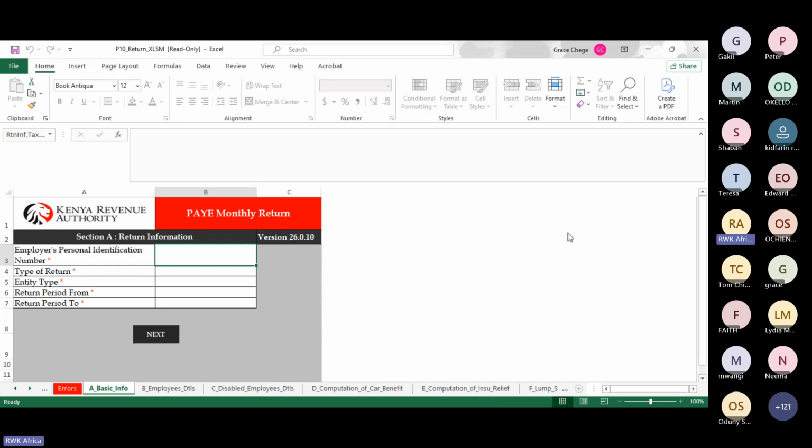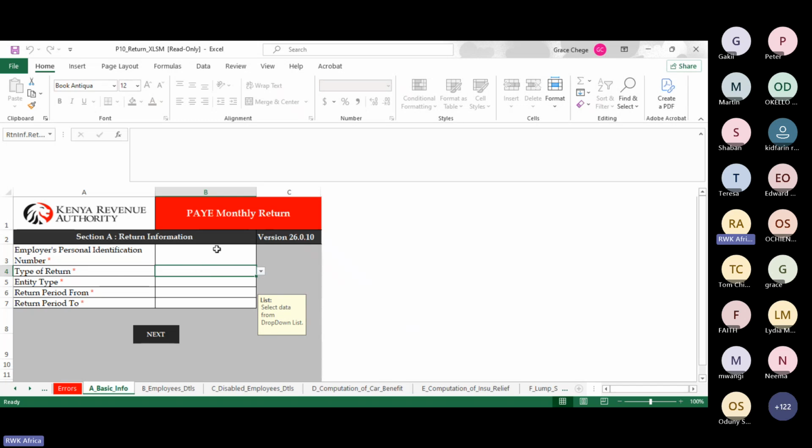I hope this is visible on your end. So this is how the previous pay template looked like. You realize it has more than 15 sheets. I think it goes up to 17 sheets. The new simplified template has only 5 sheets. So most of these sheets have been combined, and others have been done away with. We are going to look at those sheets that have been collapsed and those that have been removed.